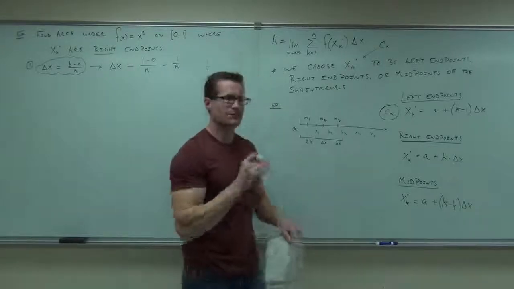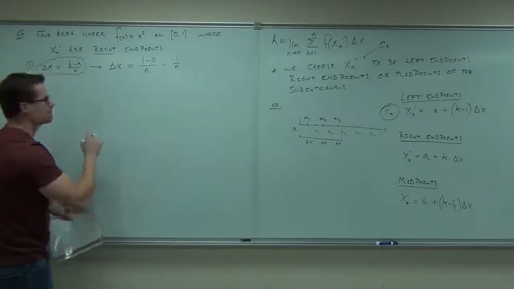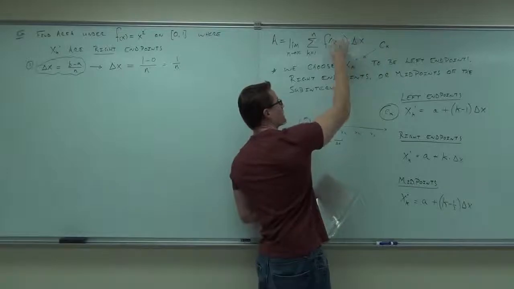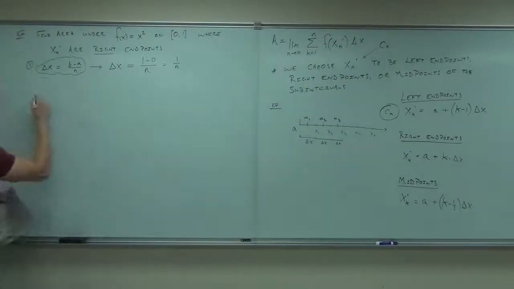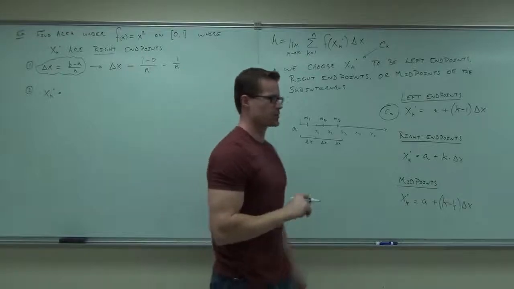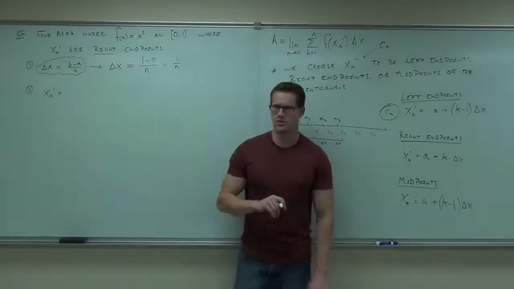The next thing you have to do is come up with some representation of your xk dot. You need that because we now have our delta x, 1 over N. We now need our xk dot. I said left, right, or mid. Which are we doing? Right.